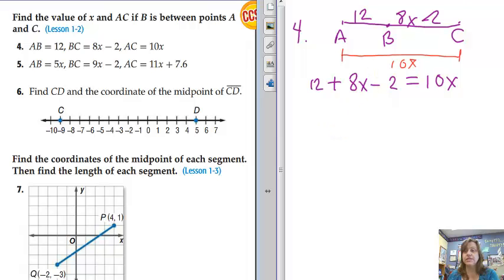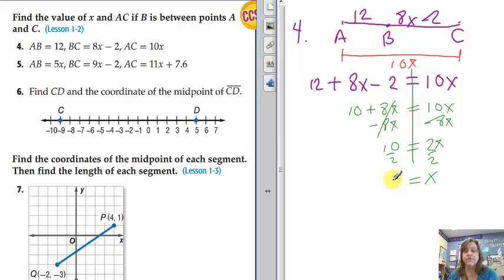As we solve this equation, we're going to put x's on one side and simplify. Let's simplify first. We're going to take the 12 and the negative 2, combine those to make a 10, and bring down the 8x, and let's bring down the 10x. Now, to get the x's together, let's subtract the 8x's from the left side and the right side, and that gives us 10 on the left and 2x on the right. So reducing to get 1x, divide by 2 both sides, x is 5.